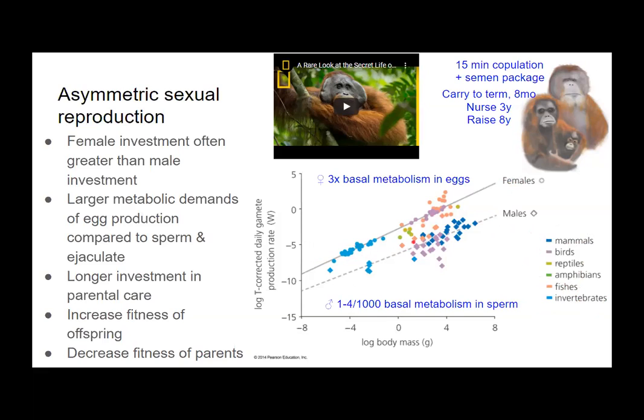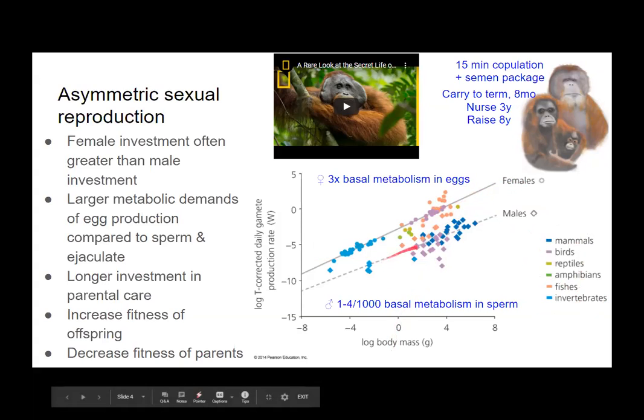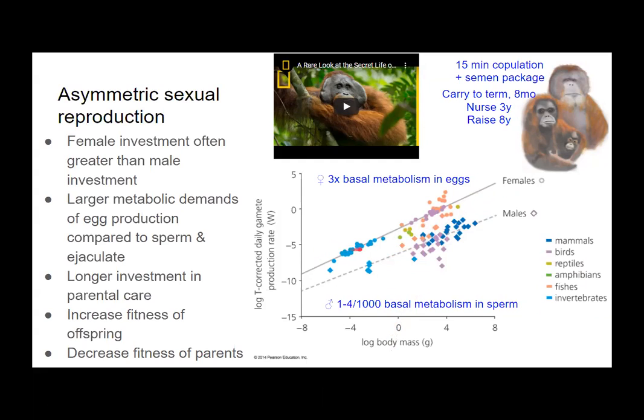And across the board, we see that females invest much more, even when we standardize for body size. Much more goes into the production of eggs than into sperm. In general, the egg production is 3 times the basal metabolic rate of females. And for males, it's 1,000th of the basal metabolism to produce sperm. If you include the ejaculate and everything that comes with it, maybe 4 out of 1,000. Okay. So we're talking a huge difference in investment just with those gametes, just with the egg compared to the sperm.